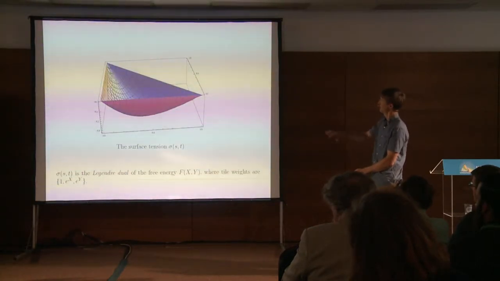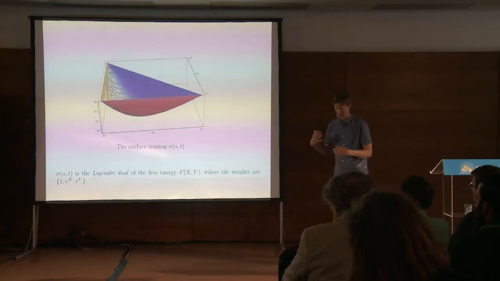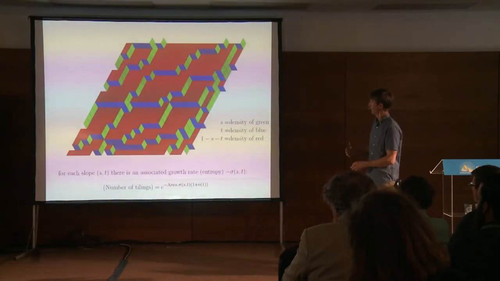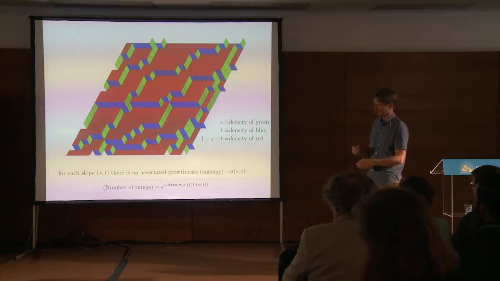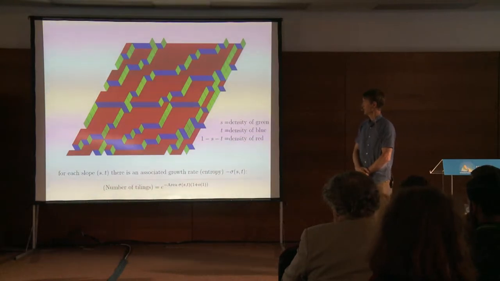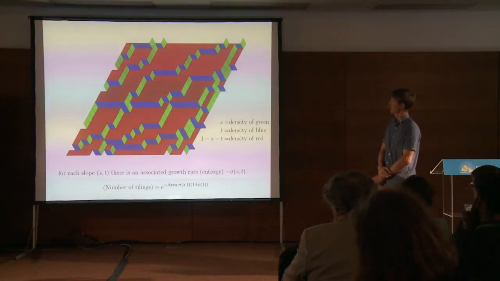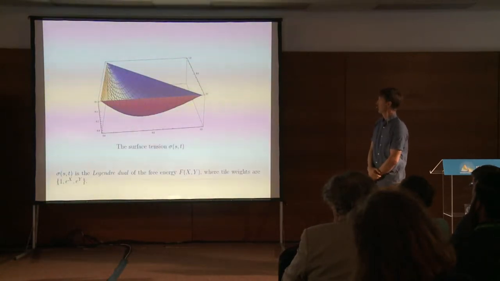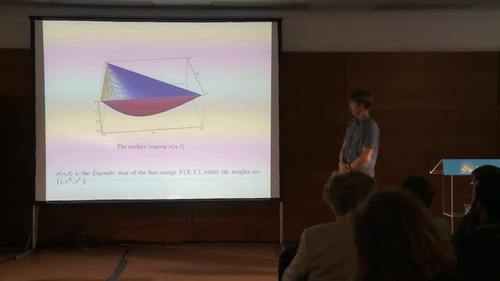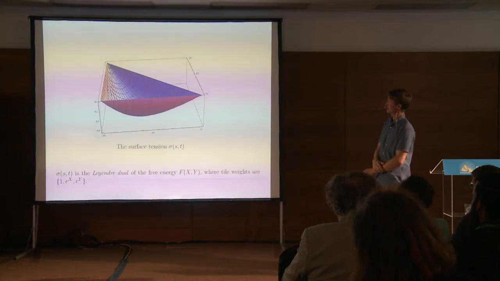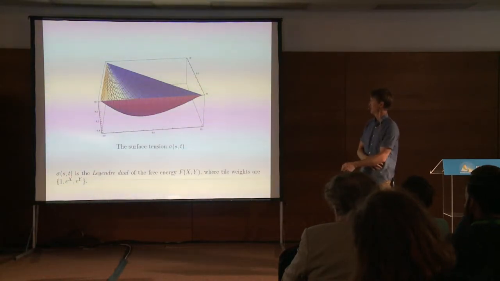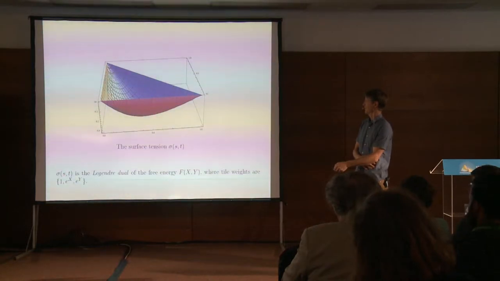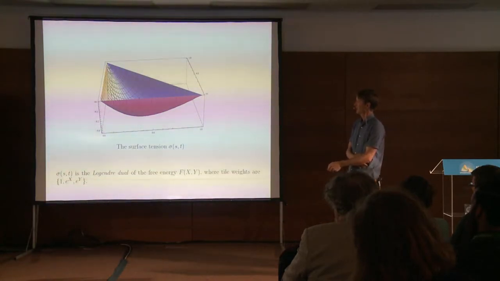Okay, well, here's a plot of the surface tension. This particular model, the Lozenge-Tiling model, was solved in the 60s by Kasteleyn using determinantal methods. And if you apply those determinants, there's exact solutions to this model. You can compute the surface tension sigma, and the quickest way to get sigma is, rather than fix S and T in advance, instead you should put some weights on the tiles.